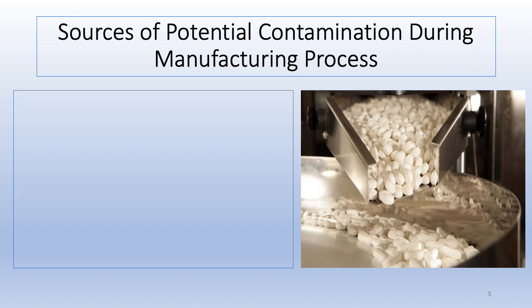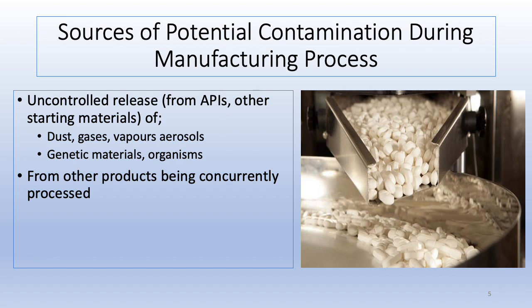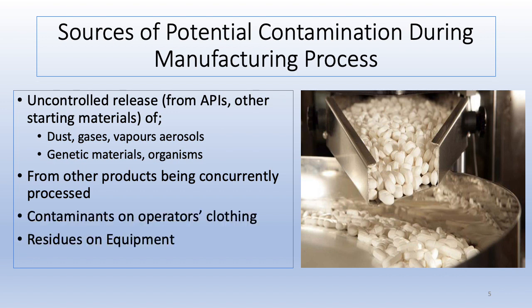So having said that, some more revision. There are several sources of potential contamination during the manufacturing process. And this could come as a result of an uncontrolled release, either from APIs or from other starting materials, of whether it's dust, or genetic materials, gases, vapors, you name it. They can then find their way into another drug product.